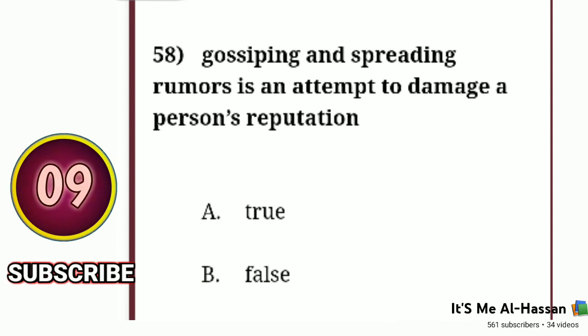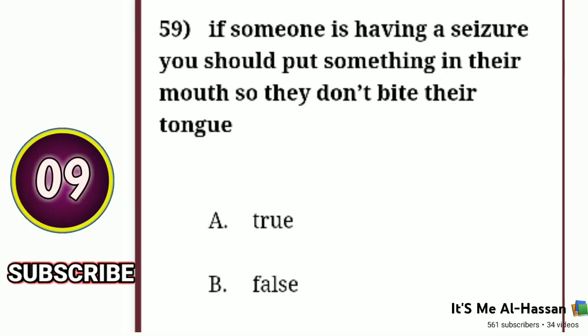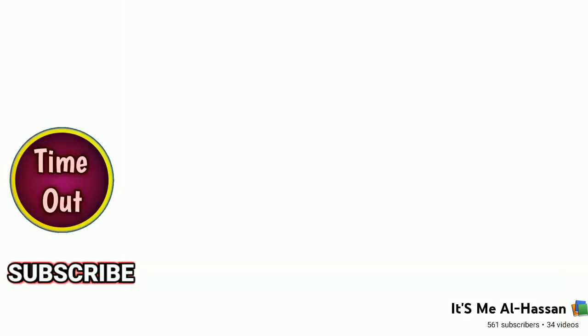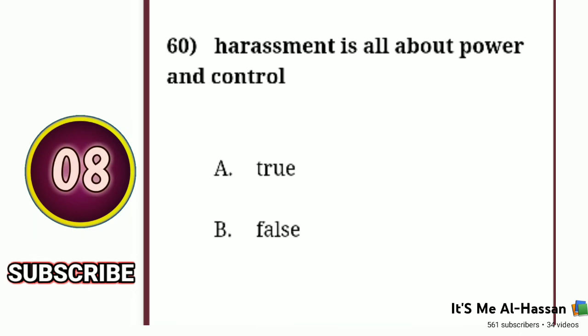58. Gossiping and spreading rumors is an attempt to damage a person's reputation. 59. If someone is having a seizure, you should put something in their mouth so they don't bite their tongue. 60. Harassment is all about power and control.